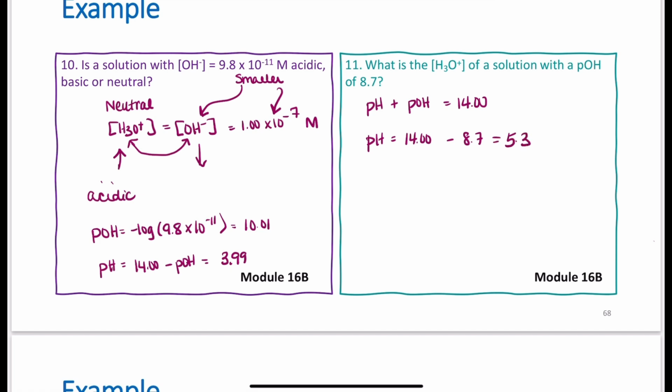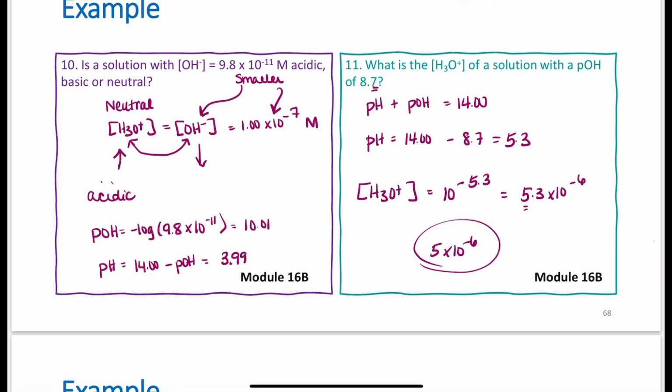Which gives me a 5.3. And I know my hydronium concentration is 10 to the negative 5.3, which is 5.3 times 10 to the minus 6. That's where my sig figs were. That's right, I need to pay attention. I apologize before. It should have been 5 times 10 to the negative 6 is my actual answer here, even what I wrote previously, because there's one sig fig here, which means one sig fig here. So 5 times 10 to the negative 6.